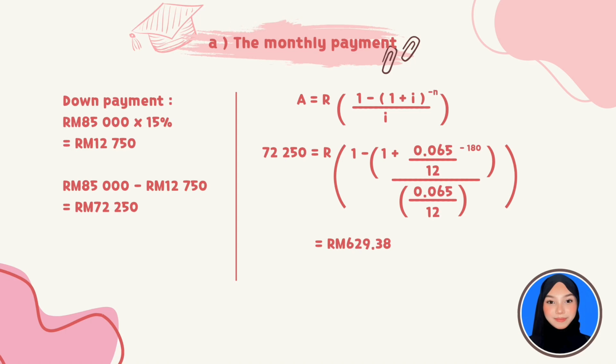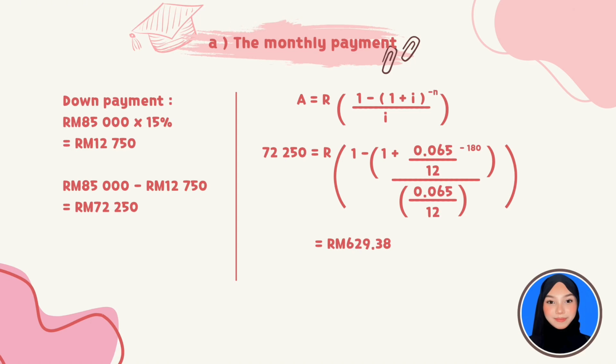For part A, we calculate the down payment. The cash price is 85,000 ringgit and the down payment is 15%. So 85,000 times 15% gives us 12,750 ringgit. Next, we find the amount financed. We take the cash price minus the down payment, 85,000 minus 12,750, and the amount financed is 72,250 ringgit. This is the amount the buyer will pay through monthly installments.